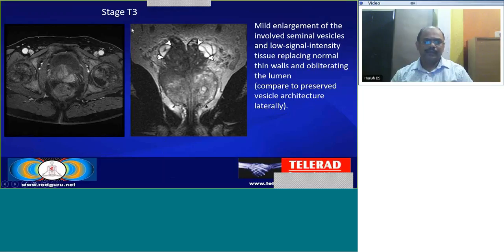Next, this is the T3 disease, wherein there is infiltration of the tumor into the seminal vesicles bilaterally. The high signal is obliterated here in the proximal portion of the seminal vesicles bilaterally, consistent with tumor infiltration.